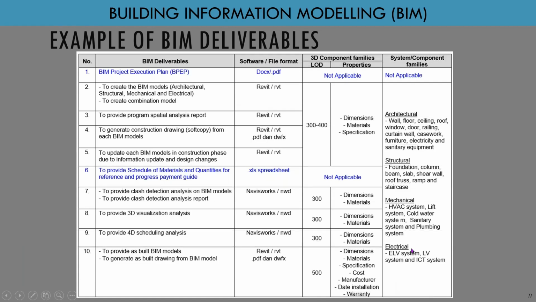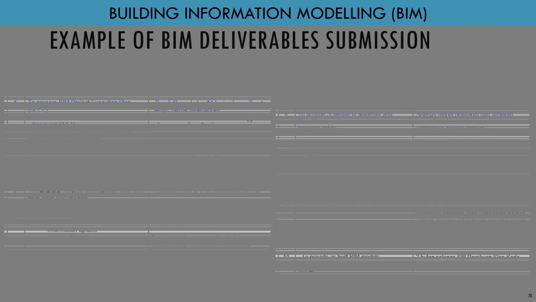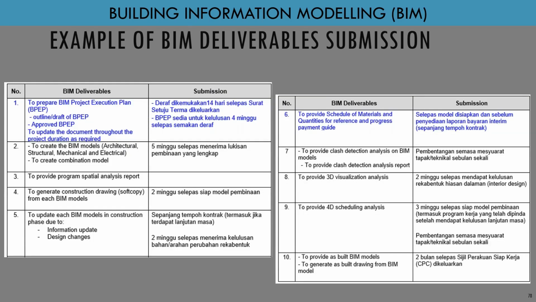So this is some example of the BIM deliverables, if you are given a TOR or need statement. This is some example of what you need to develop in the model, what format you need to deliver to JKR, and what kind of component families you need to have. This is also an example for the delivery submission.